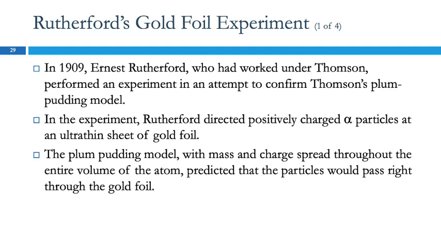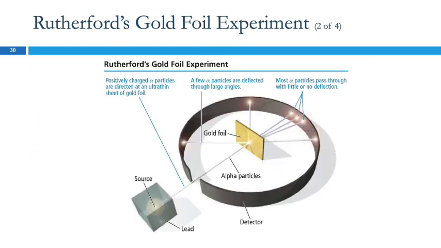Okay, so 1909, Rutherford, who was a student of Thomson's, was trying to confirm Thomson's blueberry muffin model, right? So in this experiment, he has a source of alpha particles, and he's shooting them at this very, very thin piece of gold foil. The blueberry muffin model has mass and charge that's spread throughout the entire volume of the atom, and that model would predict that these particles would just go straight through. These are small, massive particles. They should go straight through.